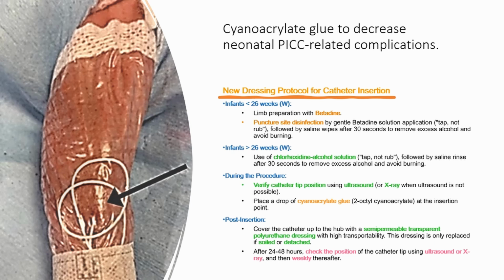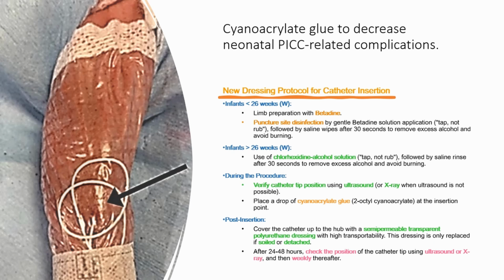Let's begin by addressing the differences based on gestational age, which is critical when considering skin integrity and the risk of chemical burns. For infants less than 26 weeks gestation, we will now be using betadine for limb preparation, followed by a gentle application of betadine solution at the puncture site. The emphasis here is on tap, not rub. This minimizes skin trauma.